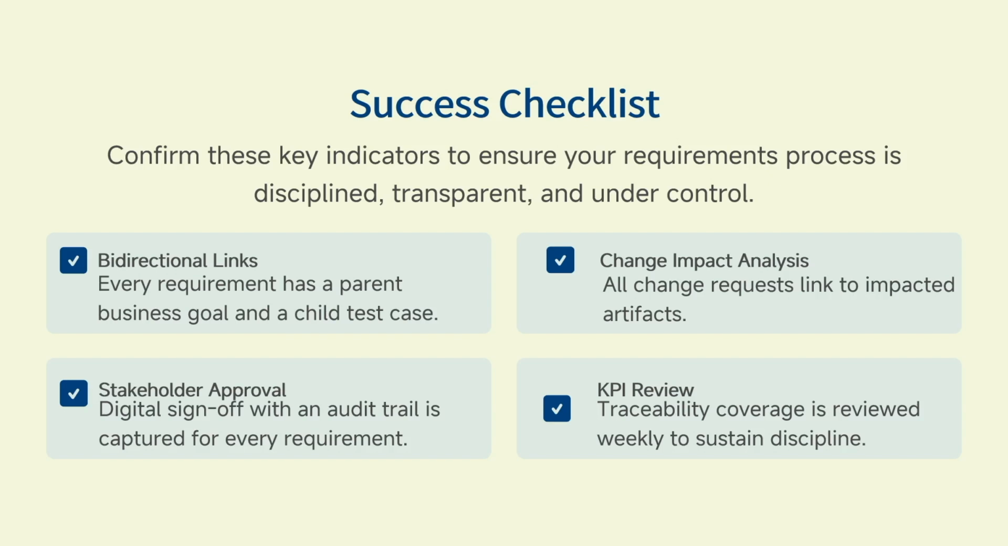Summary. So basically, requirements are going to be the inputs from the stakeholders, which tell you what exactly they need from the software product that is being developed. So we have to make sure that the requirement process is disciplined, transparent and under user control. Okay. So there is a necessity of a bi-directional link wherein every requirement has a parent business goal and a child checklist test case. Okay.